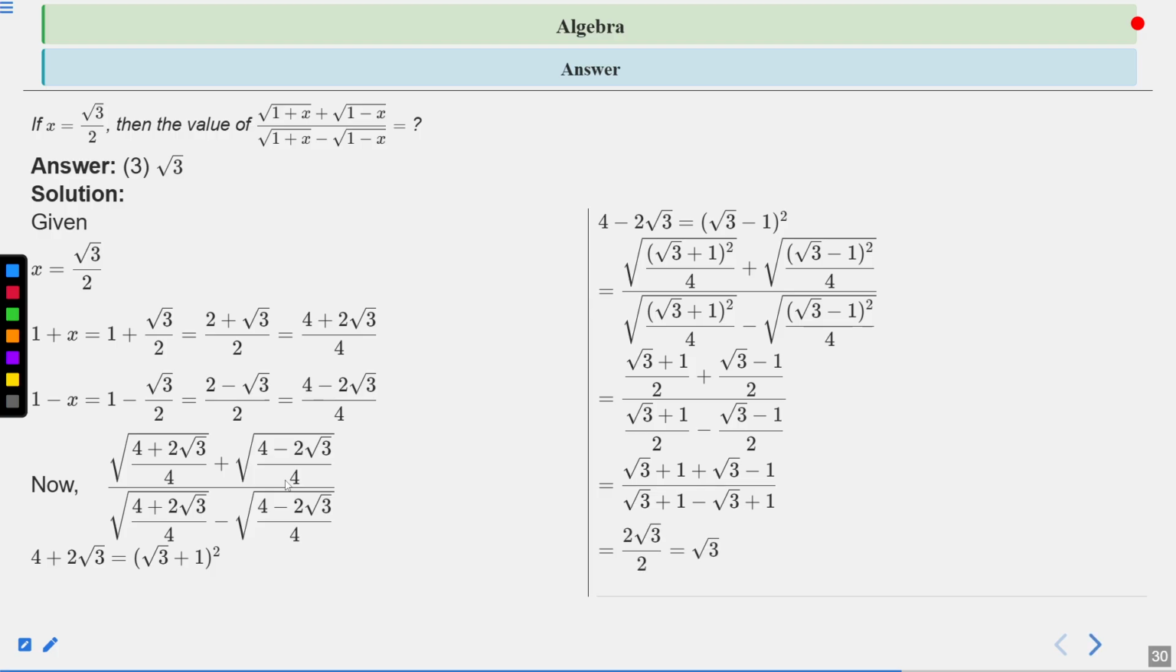So we get 2 root 3 upon 2. So 2 will be cancelled out. So we get the value of the equation is root 3. So the third one is the correct answer of this question. Next one.